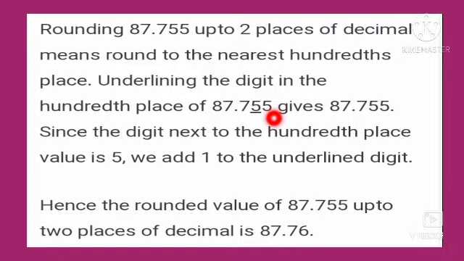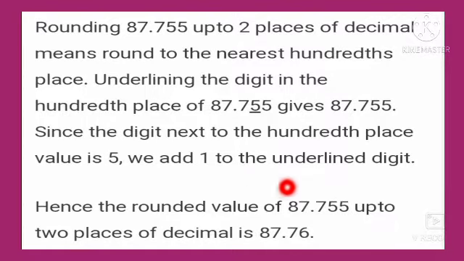So what do we have to do? We have to add 1 to the underlined digit. Since the digit next to the 100th place value is 5, we add 1 to the underlined digit. If it is equal to 5 or greater than 5, we add 1 to the underlined digit. Hence, the rounded value of 87.755 up to 2 places of decimal is 87.76. And as our last step, ignore all the digits after the underlined digit.